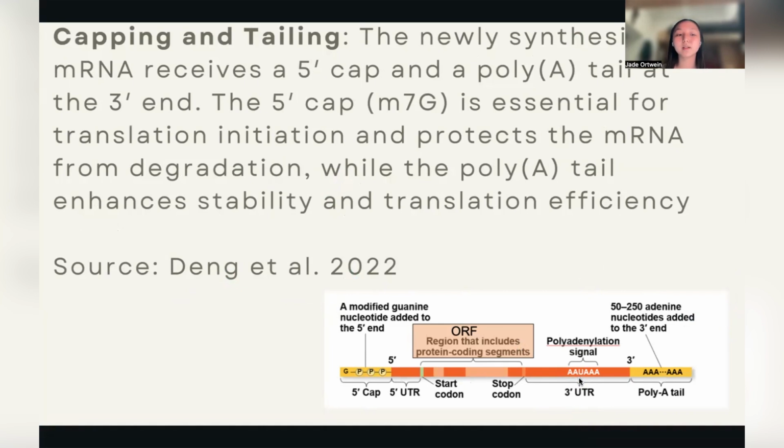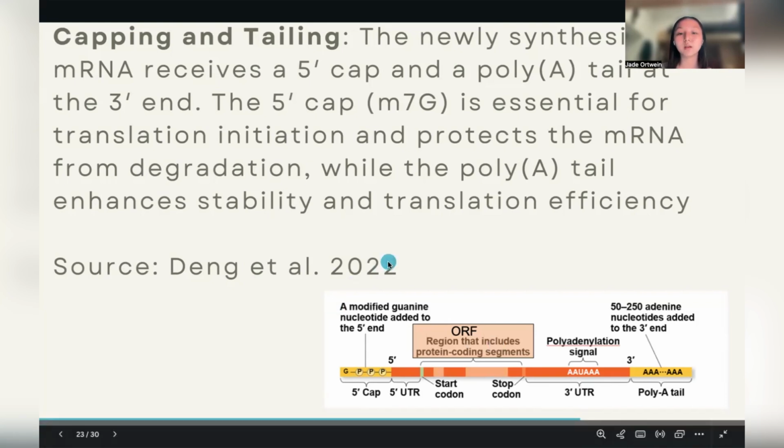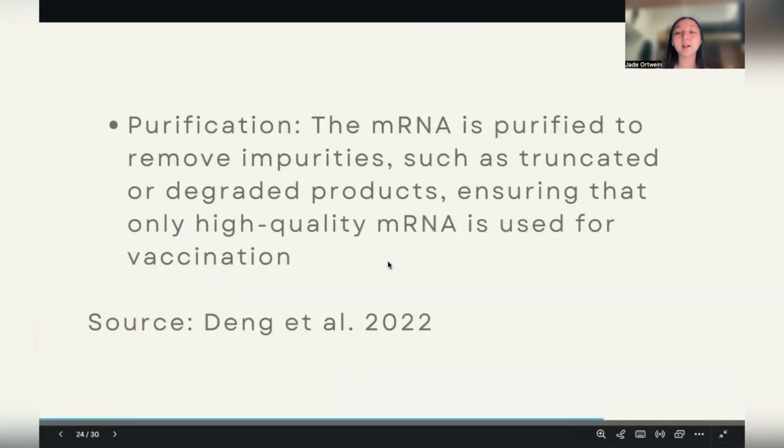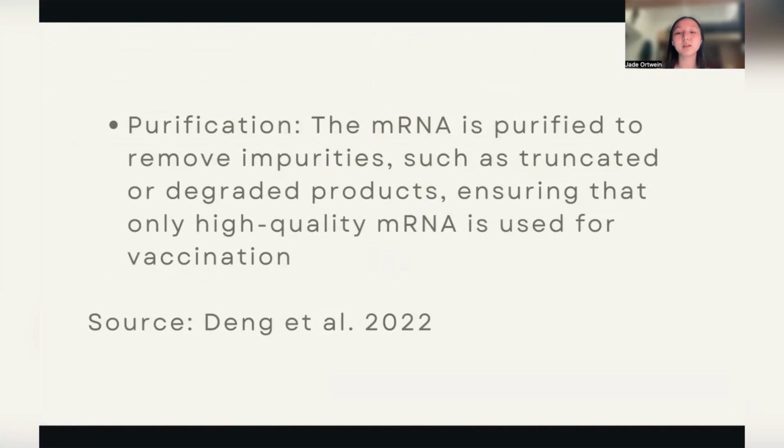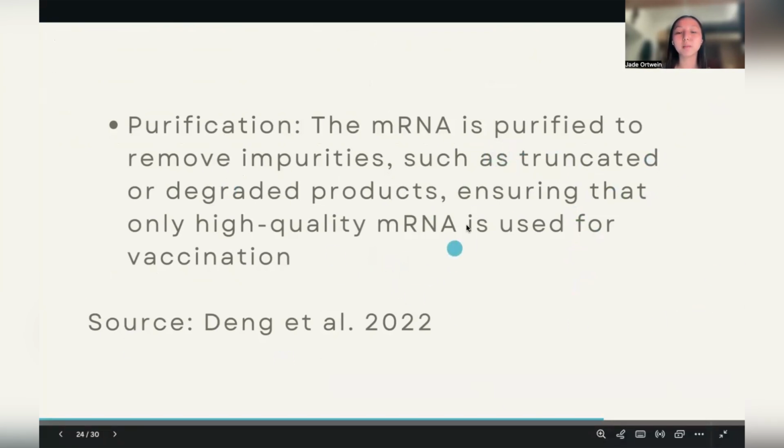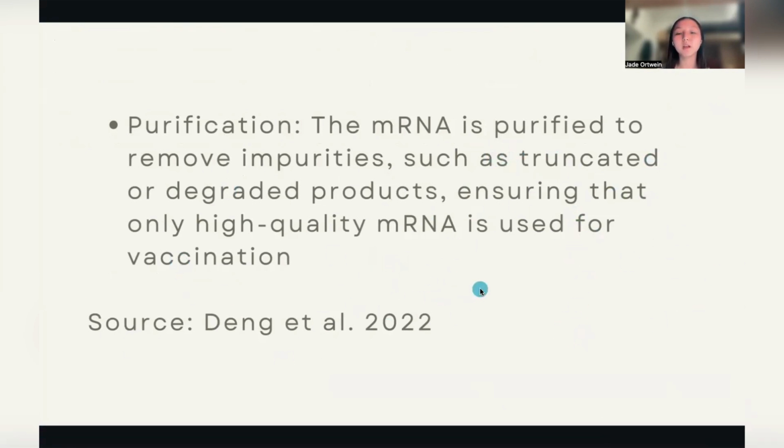It begins with translation initiation, and the 5' cap protects the mRNA from degradation, while the poly A tail enhances stability and translation efficiency. And finally, the mRNA is purified to remove impurities, such as truncated or degraded products, ensuring that only high quality mRNA is used for vaccination.